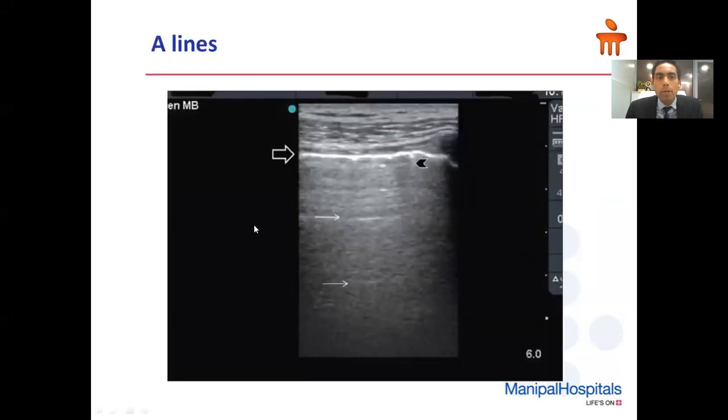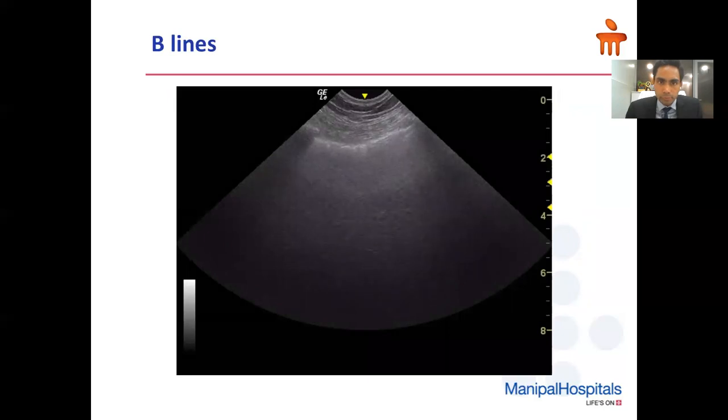The other normal phenomenon is what is called A lines. These are reverberation artifacts of the pleura, and they will happen at a regular interval from the pleura. There is one here and there is one here, and if there is a bigger image, you will see a few more at an equal distance. This again is a normal phenomenon and doesn't indicate any disease.